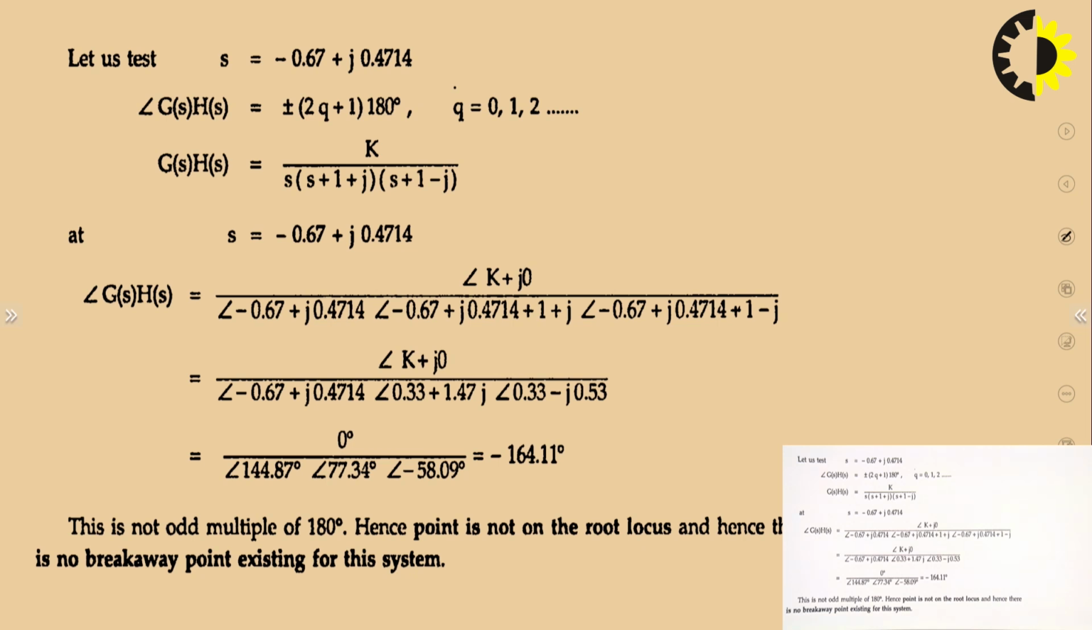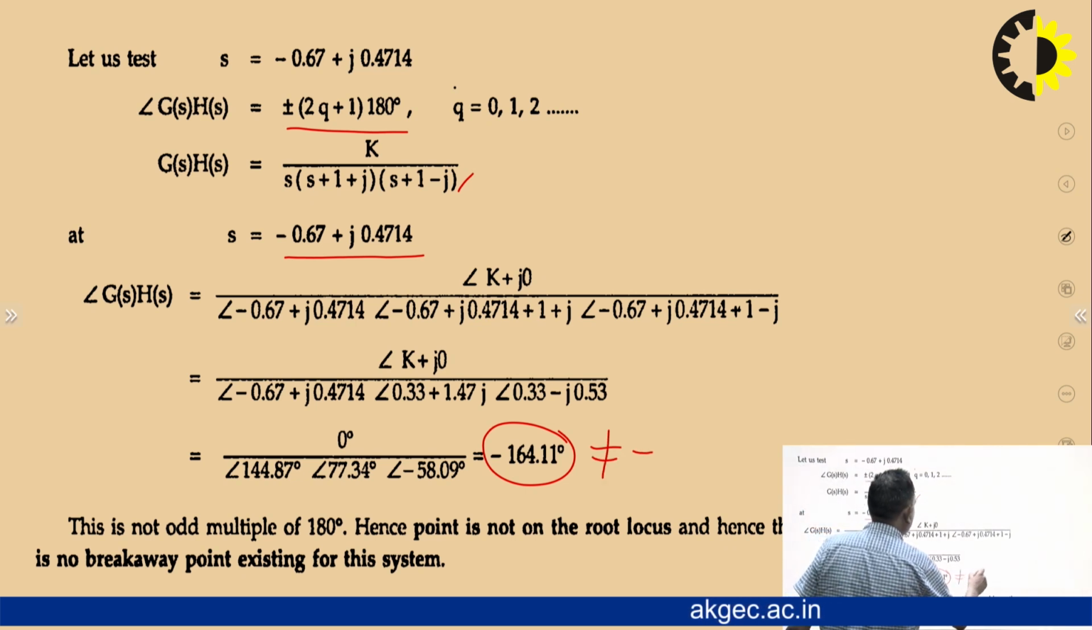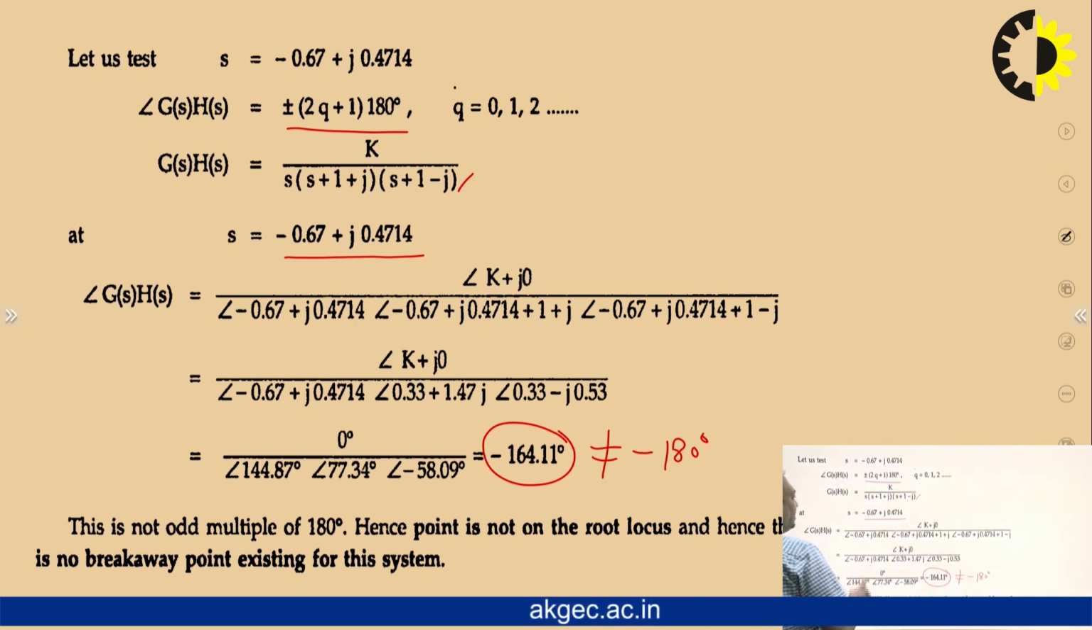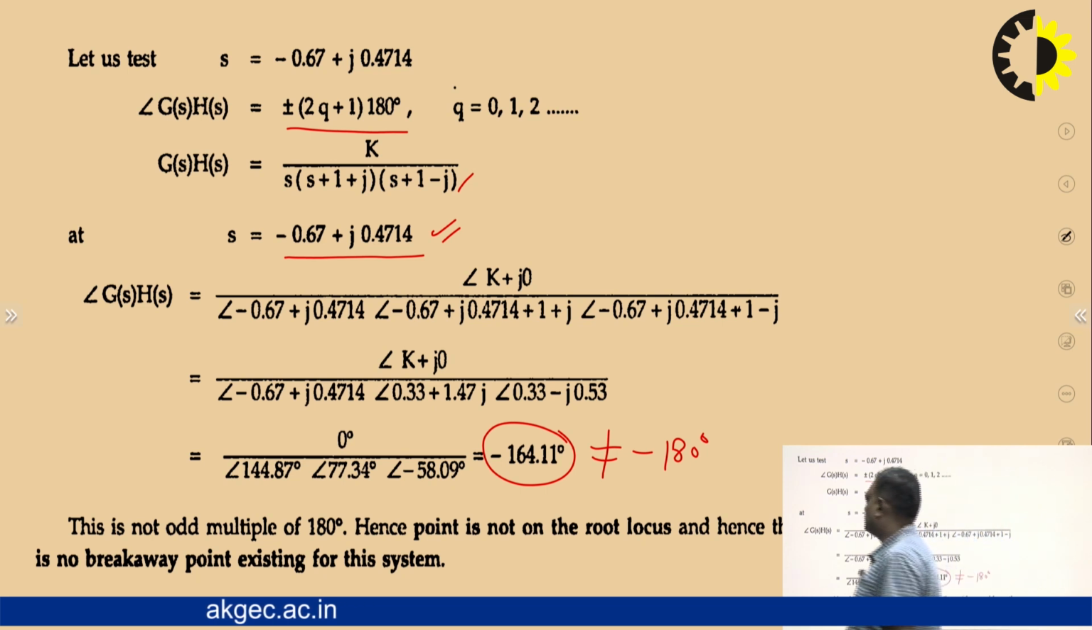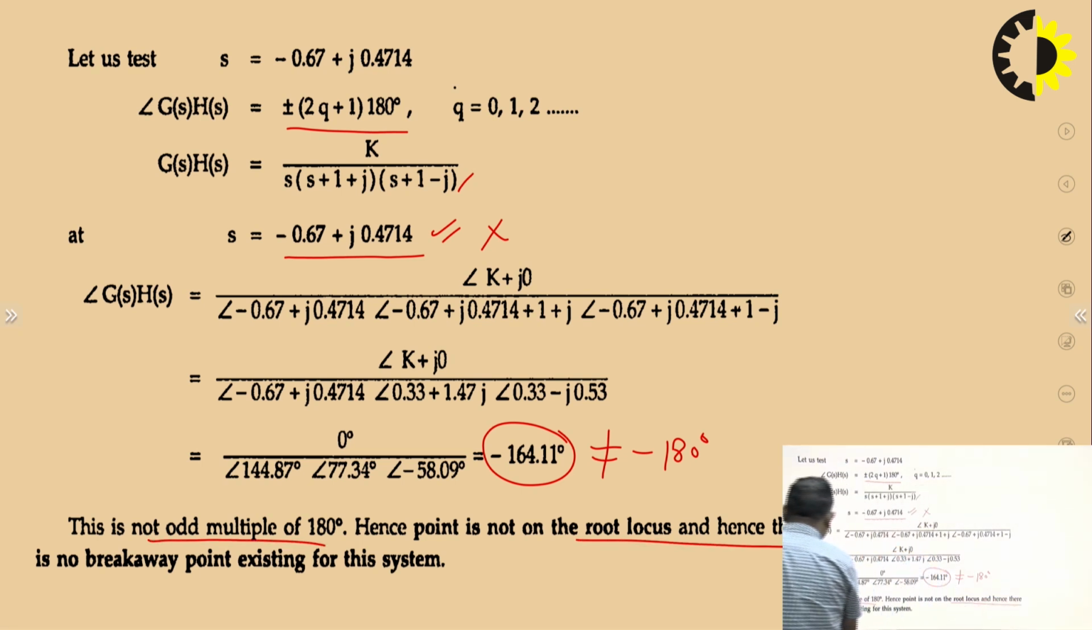So we will calculate the angle condition, angle of G(s)H(s), which is plus minus (2q plus 1) into 180. You know G(s)H(s), put s equals minus 0.67 plus j 0.4714 in this equation, and we are getting minus 164.11, which is not equal to minus 180 degrees. If the angle of this point is equal to minus 180 degrees, then only this point will lie on the root locus. So this is not a valid breakaway point. This is not a multiple of 180, hence the point is not on the root locus, and there is no breakaway point existing for this system.